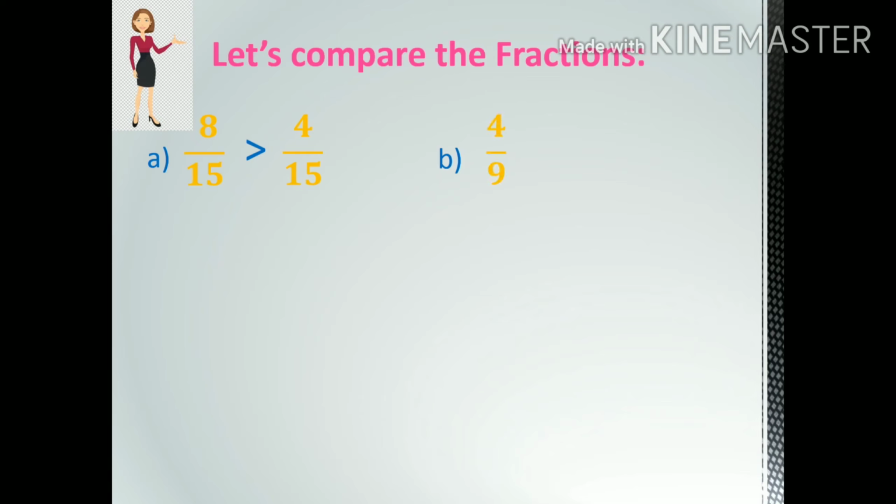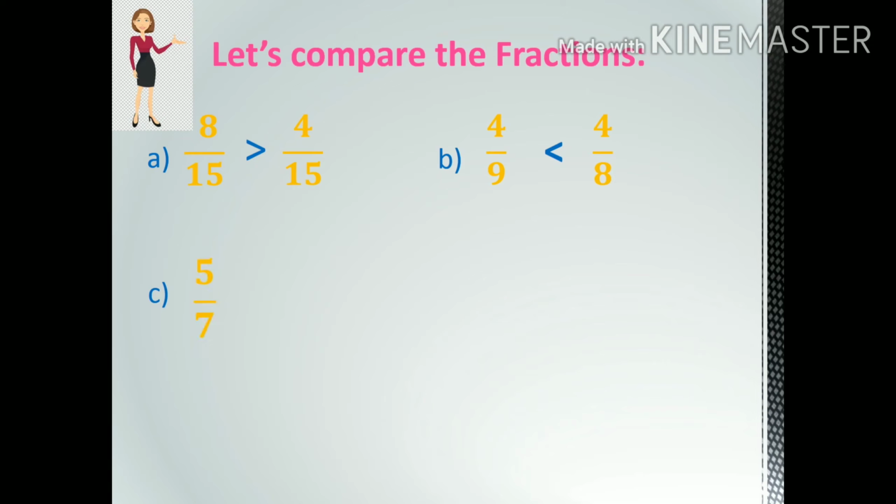In part B, fraction 4 upon 9 and fraction 4 upon 8. In these fractions, we see the numerator of the fractions is same, so we will apply rule number 2, where greater the denominator, the smaller is the fraction, and smaller the denominator, greater is the fraction. So as we see in fraction 4 upon 8, the denominator 8 is smaller than denominator 9, so the fraction 4 upon 8 will be greater than fraction 4 upon 9.